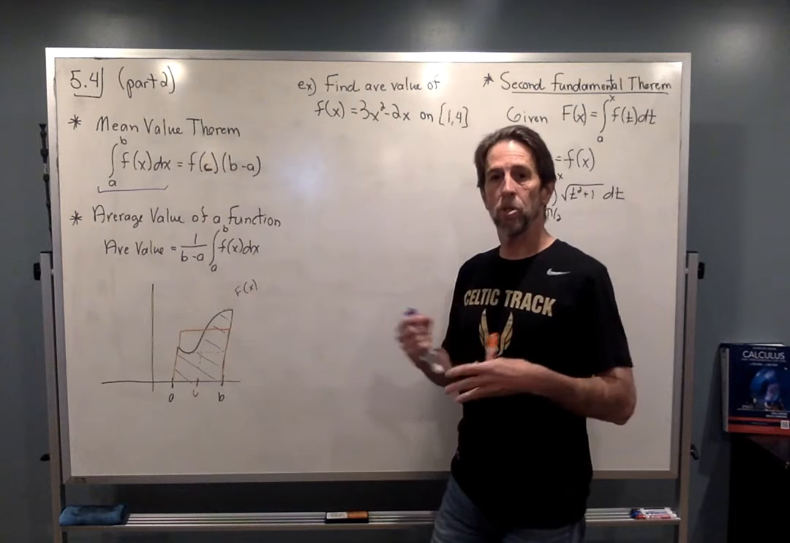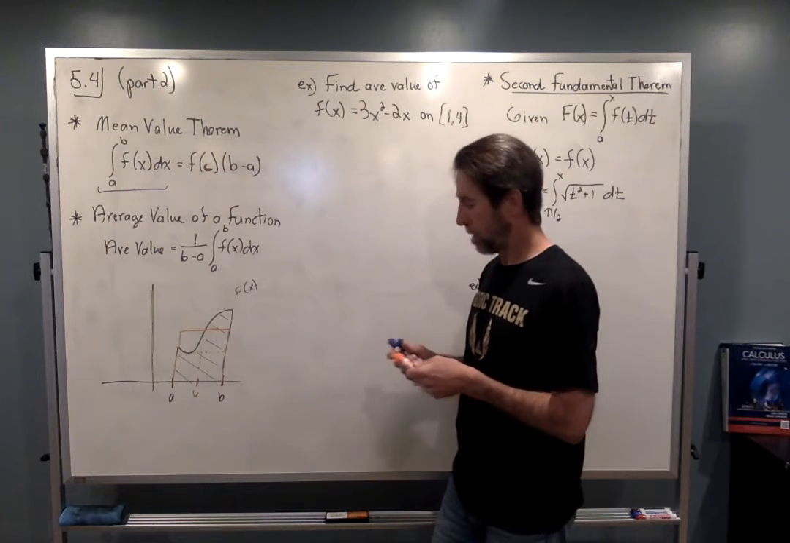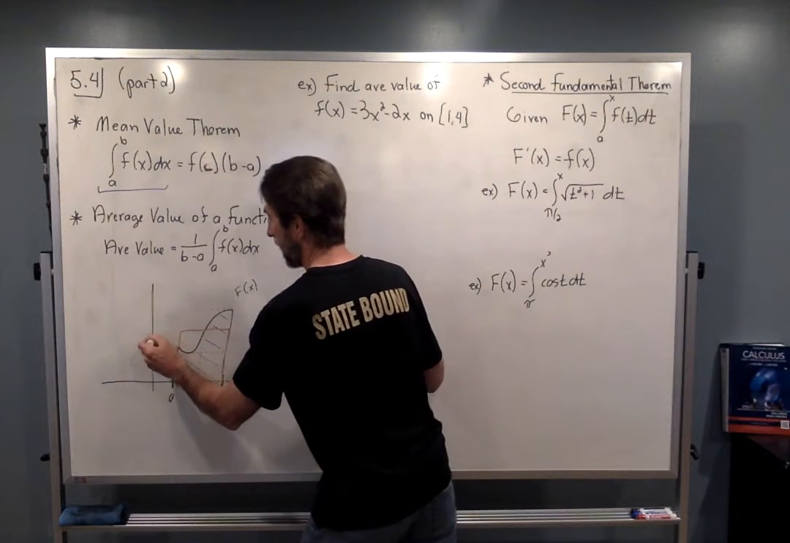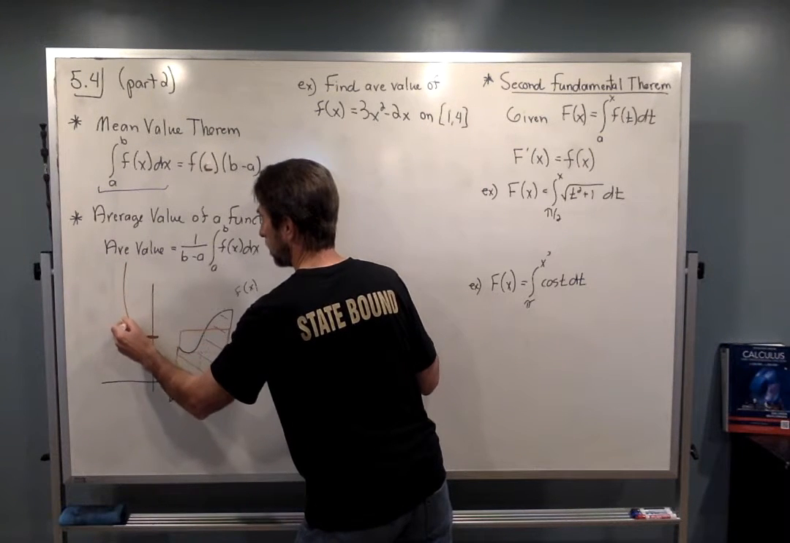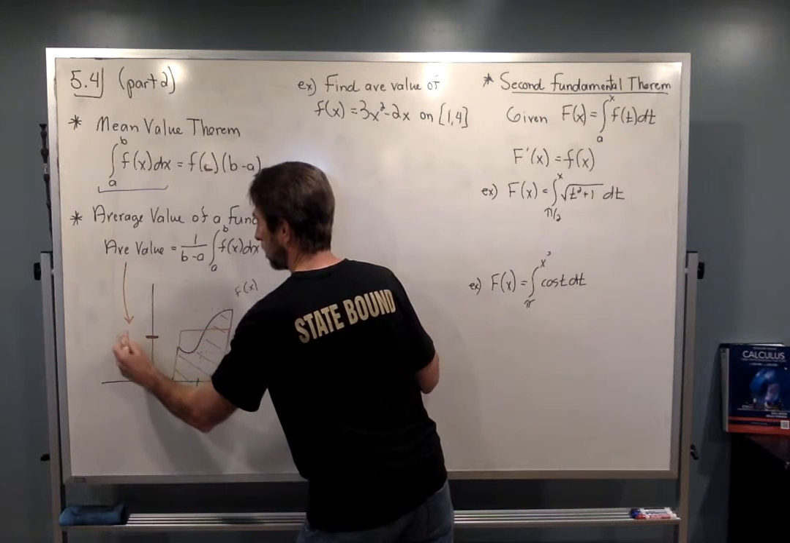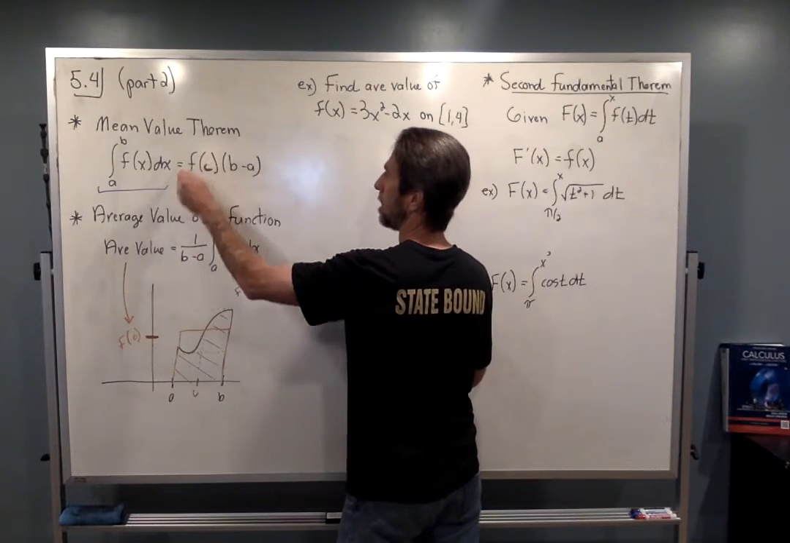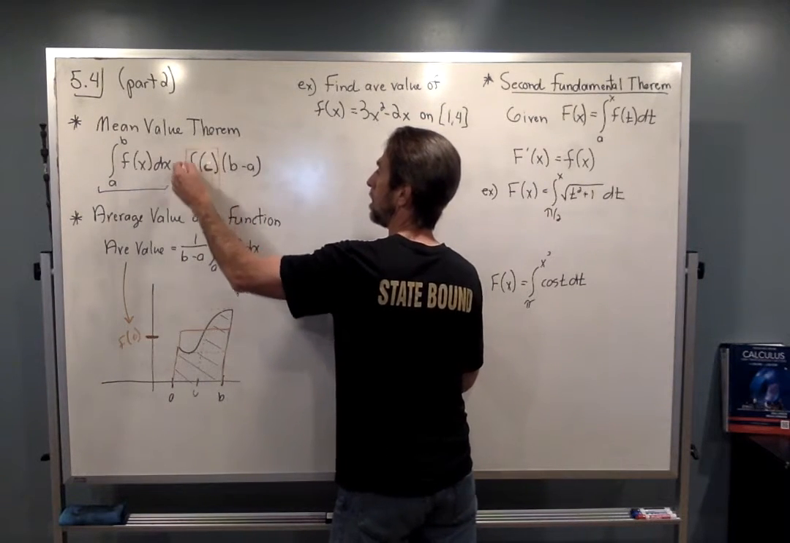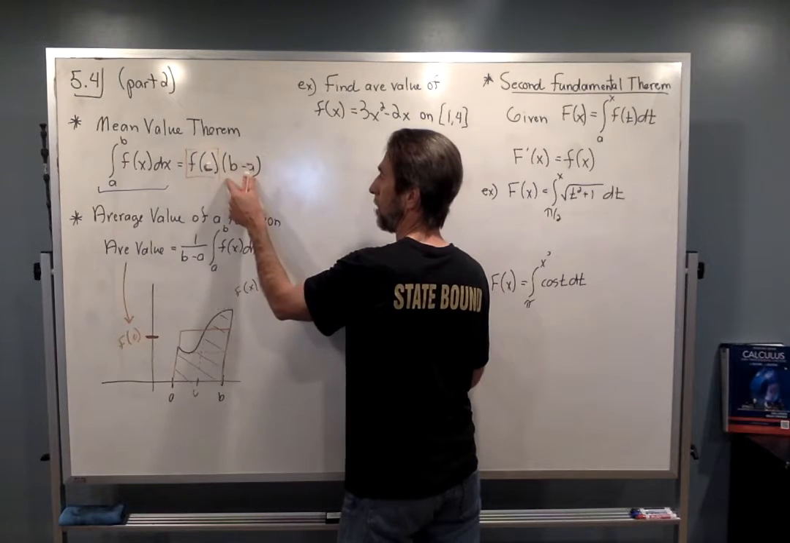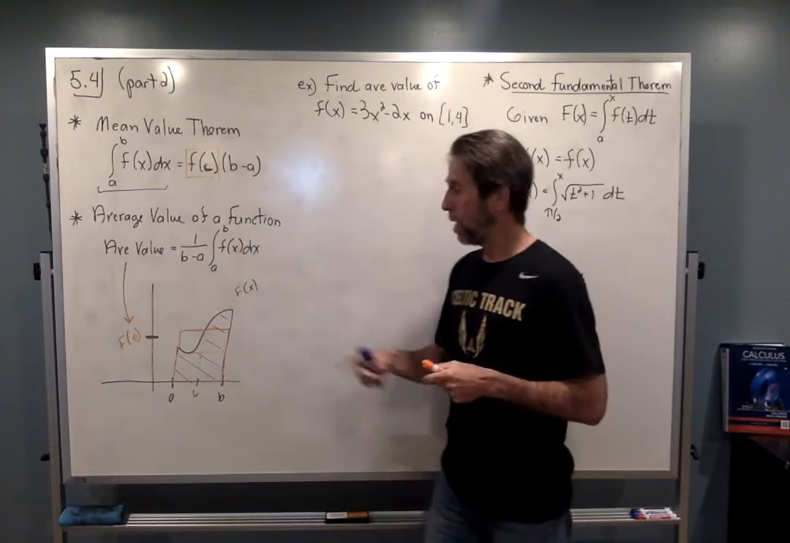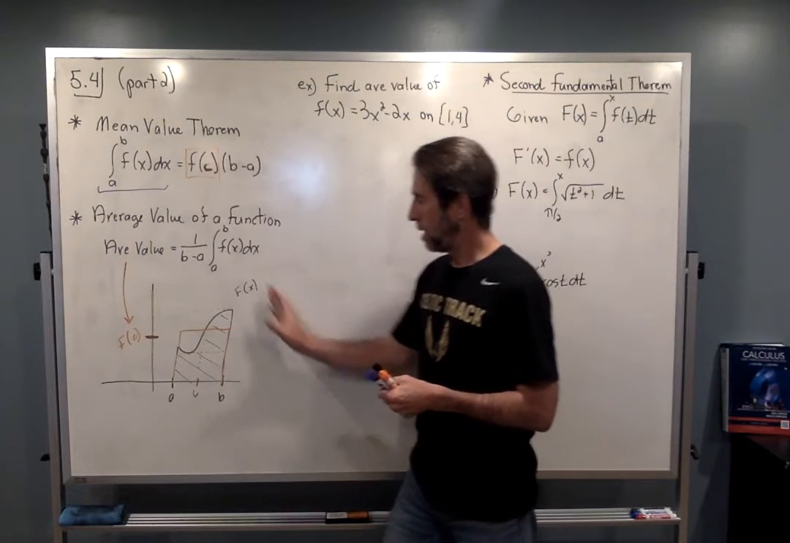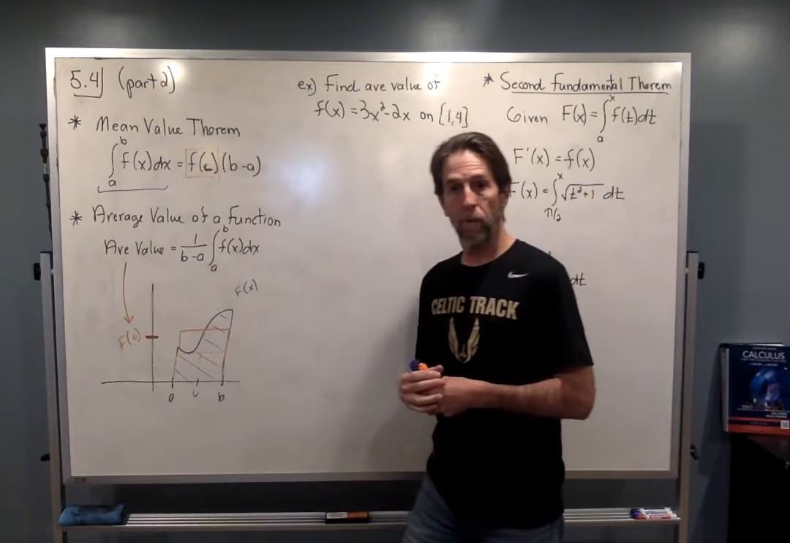Average value of the function is really where it starts to happen, because the average value of the function is that f of c. And if we take this and solve for f of c, we can see that if I just divide by b minus a, I have it. So the average value of this function would be this type of a picture.